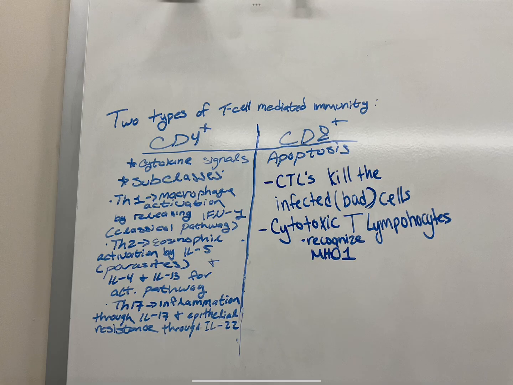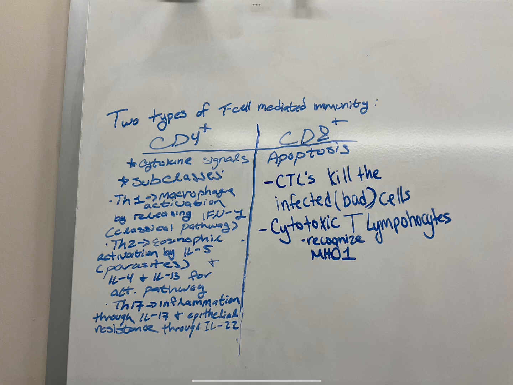What are the types of T cell mediated immune reactions? The two types of T cell mediated immunity are cytokine release, which is enacted by CD4 lymphocytes, and apoptosis, which is enacted by CD8 lymphocytes.